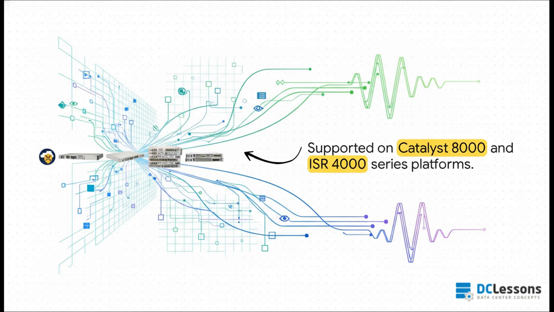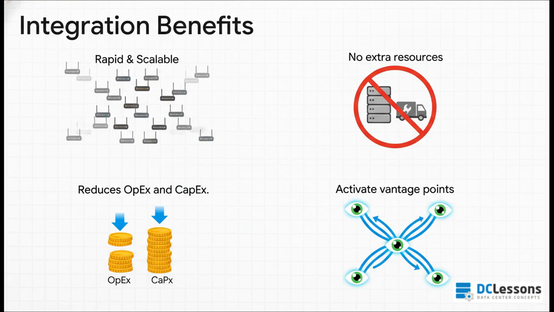So you're basically just flipping a switch and activating a powerful new capability on the hardware that's probably already powering your network today. The benefits of doing it this way are, well, pretty significant. Your deployment becomes incredibly fast and super scalable. You don't need any extra hardware, which means no more truck rolls to remote sites. And that, of course, drastically cuts down on both your OpEx and your CapEx.